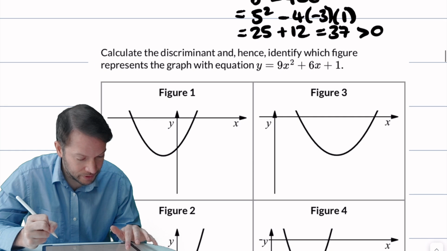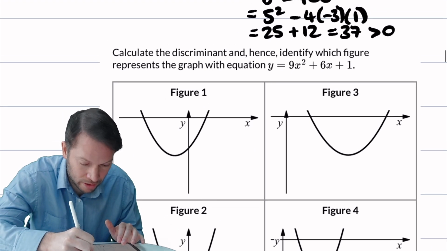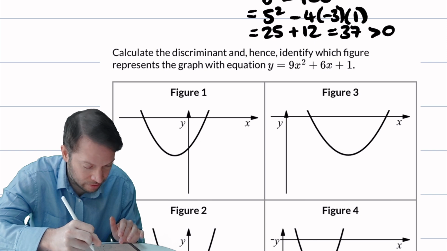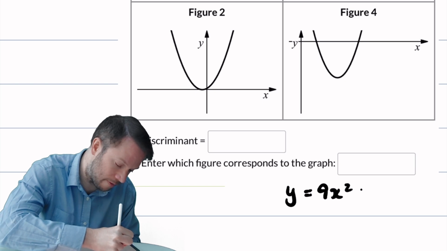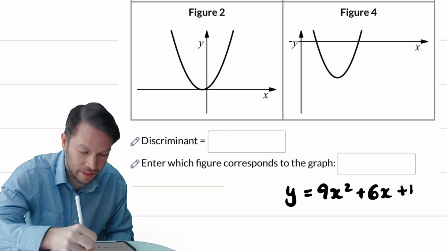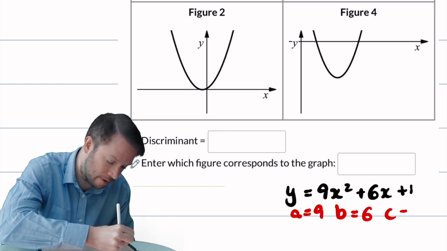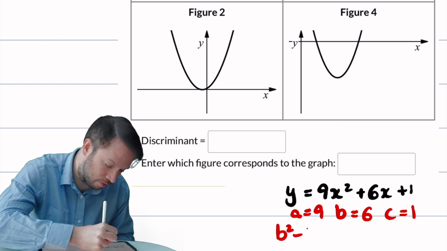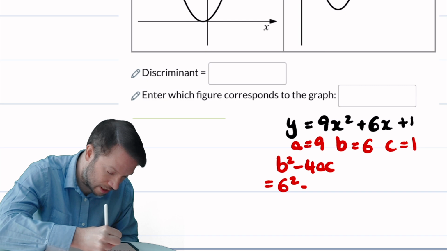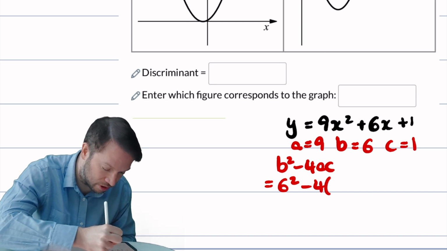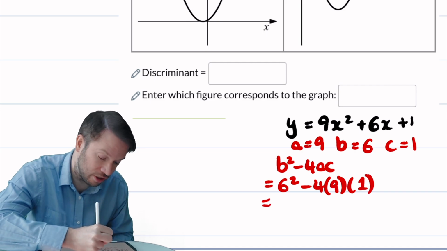What about the other one? So again, let's work out the discriminant. We've got 9x squared plus 6x plus 1. So let's do that down here. We've got y equals 9x squared plus 6x plus 1. In this case, the a is 9, the b is 6, the c is 1. And we're going to do b squared minus 4ac, which is equal to 6 squared minus 4 times a, which is 9, times c, which is 1. And that actually gives you 0.